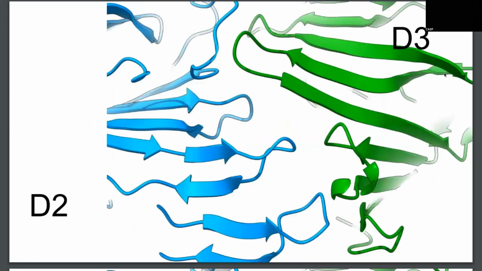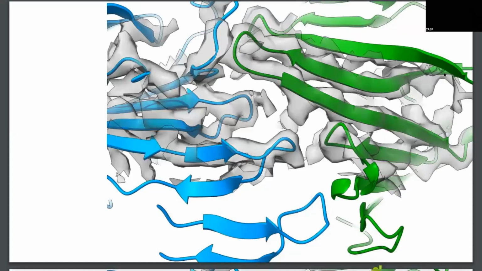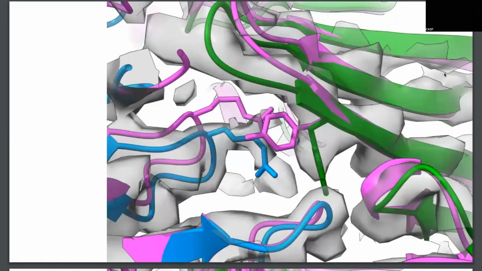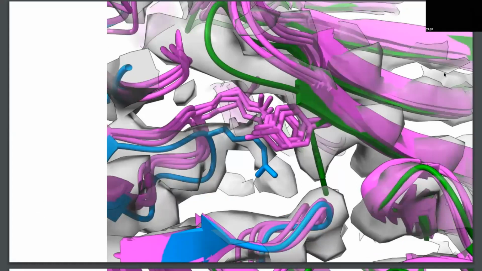So we've got domains 2 and domains 3. When we look at the CryoEM map, we can see that there's an aromatic ring there and an arginine which interacts with it, sort of a pi-cation interaction. When we look at the predictions, they all put the aromatic ring well outside of the density. Right, this is true for the top 4 again.